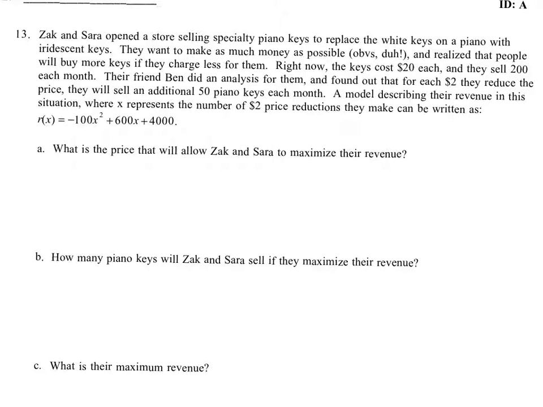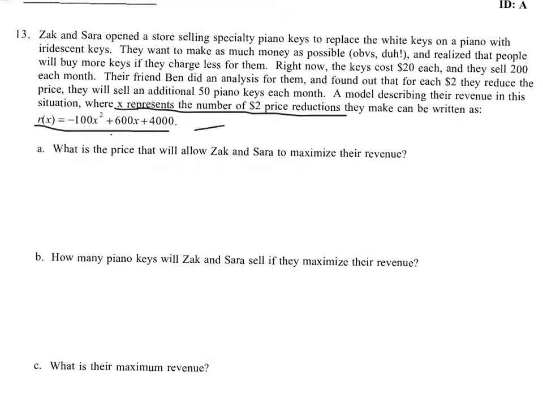Okay, big idea is we have a model for revenue. By the way, revenue is how much money you bring in when you sell stuff. And X is the number of price reductions that they can make. The big idea here is that if you charge less for something, you can sell more of them, which is really cool because we want to make lots of money. So in this case, Zach and Sarah, without an H, are trying to figure out how to make the most money selling some iridescent piano keys. The big idea here is that the questions don't actually ask you for an X value, but we're going to have to use that X value.